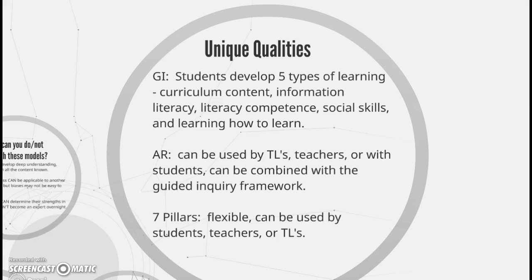The fourth type, social skills learning. This is where students interact, cooperate, and collaborate in groups. And then the fifth type of learning, learning how to learn. This involves having a sense of one's own learning process. Action research can be used by students, teachers, or teacher librarians. It involves a continuous process of reflection, and it can be combined with the guided inquiry framework. The 7 pillars model is very flexible, and it too can be used by students, teachers, or teacher librarians.